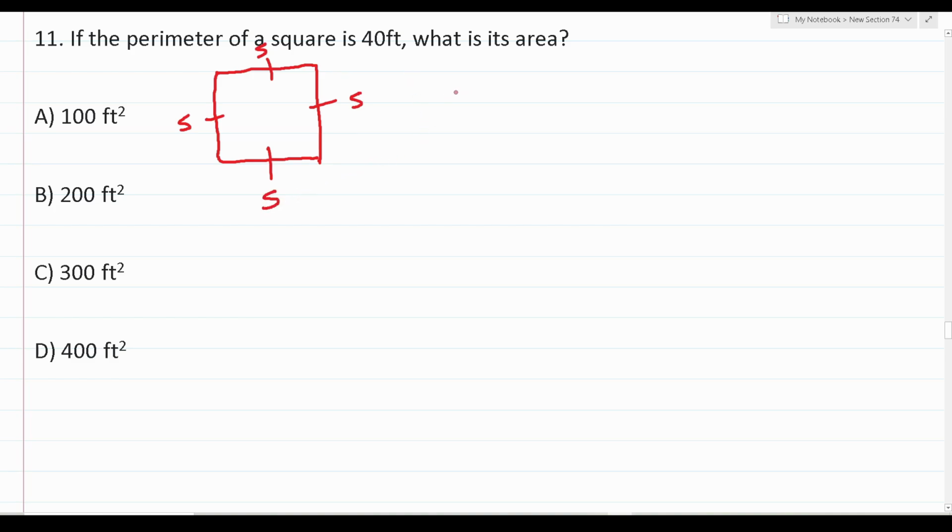How do you find the perimeter of a polygon? You simply add up all of its sides. So to find the perimeter of this square, we're just going to add up all of its sides, and in that case, it's going to look like this: S plus S plus S plus S. This is the same thing as perimeter equals 4S.